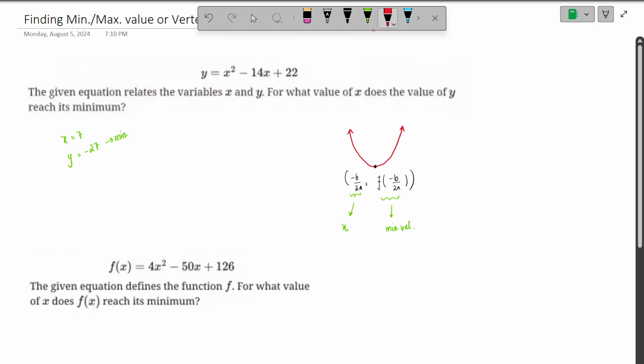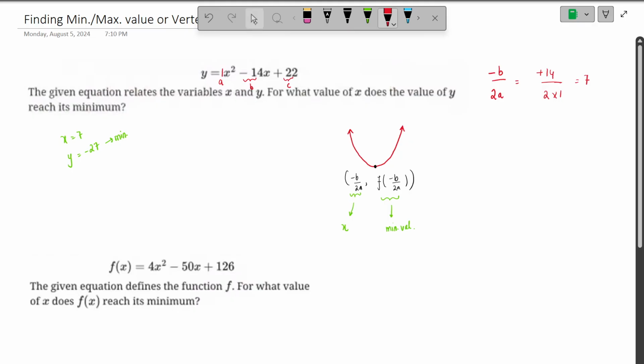This is going to be the x coordinate. Okay, so now all you have to do is just figure out the values of b and a. So your x coordinate is given by negative b over 2a. See, this a is 1, b is negative 14, and c is 22. You don't need c, you just need b and a. So negative of negative 14 will be positive 14 over 2 times 1, and that's just 7.